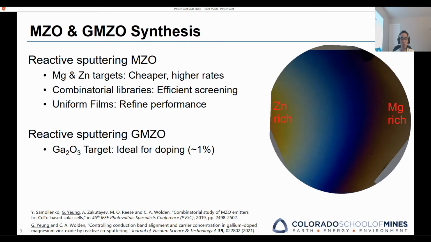We are able to sputter GMZO films with the addition of gallium oxide targets, and gallium is used for doping, and in combinatorial libraries we will add a gallium gradient on top of it. For more details about GMZO doping films, you can refer to my paper in the JVST A.